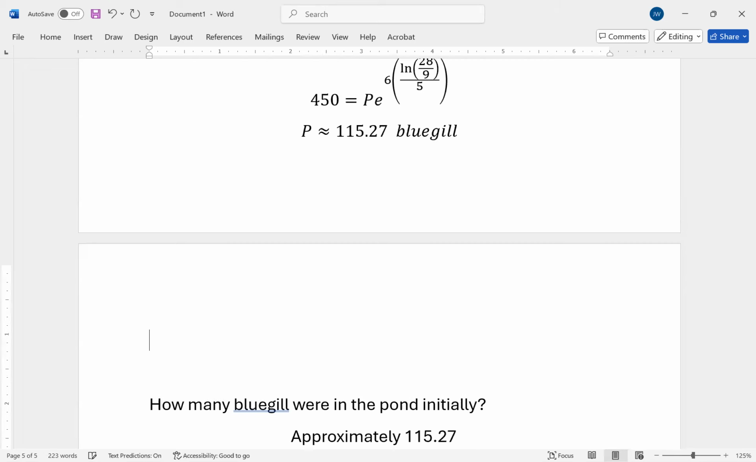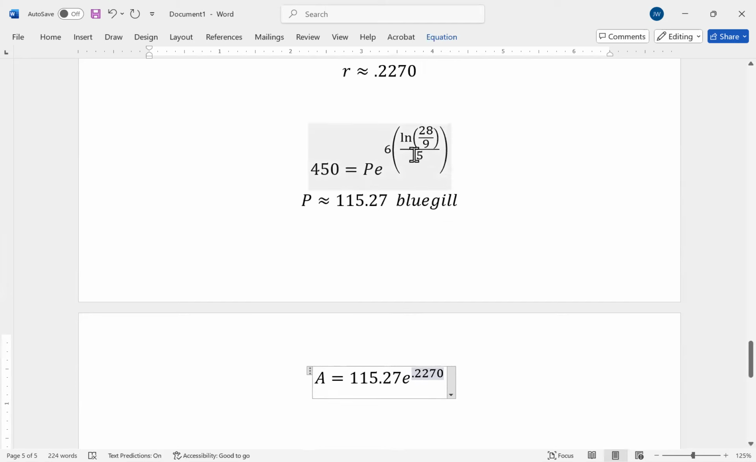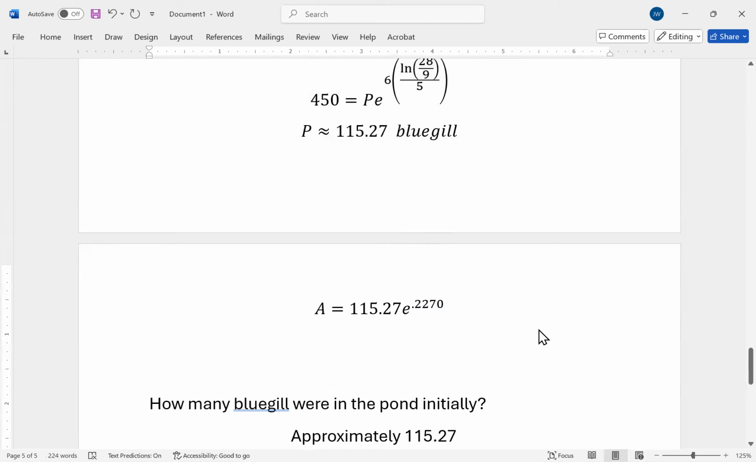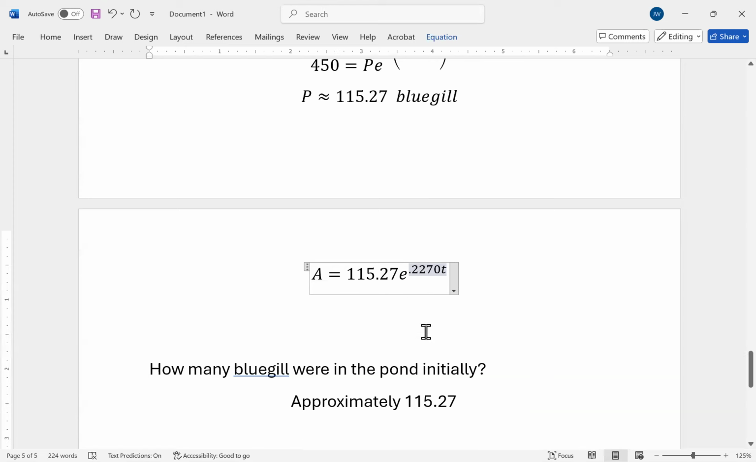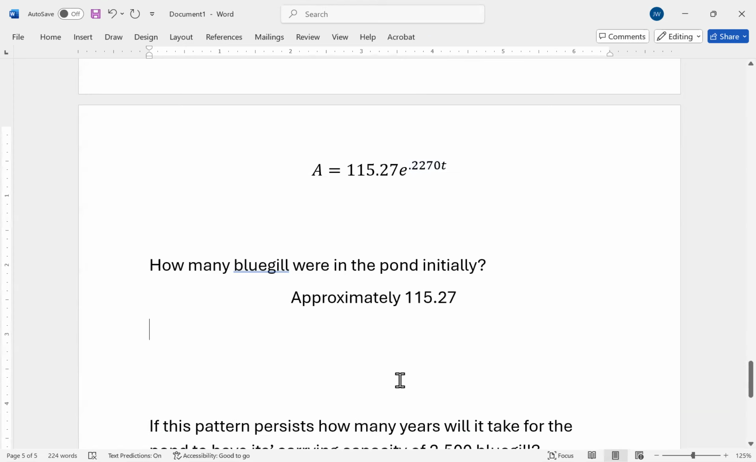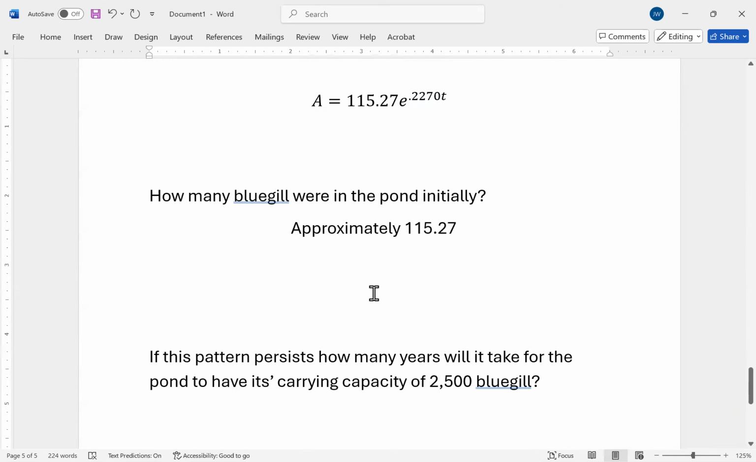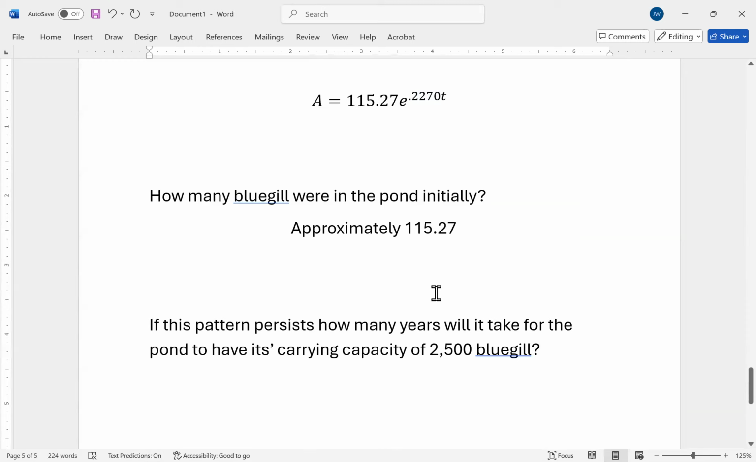And by the way, the actual equation would be A is equal to 115.27, again, roughly, times e to the R. We just found out that R was 0.2270. More specifically, this ugly value, which is about 0.2270, times T. So that's my equation with a rounded P and rounded R. And we'll just use rounded values from here on out.